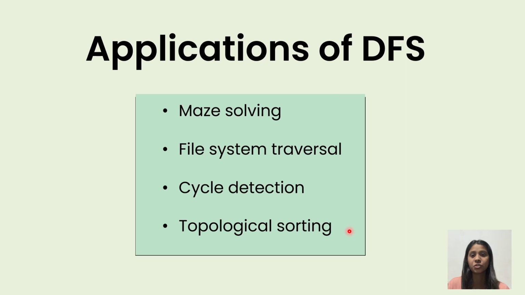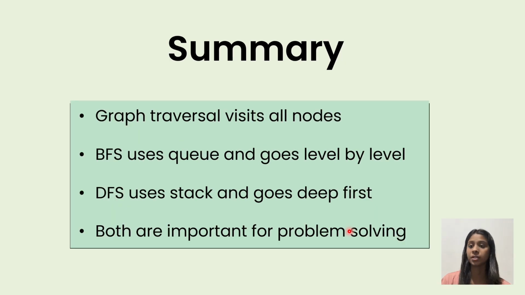They're actually useful. So just to wrap this up real quick, graph traversal is about visiting all nodes in a graph. BFS explores nearby nodes first, level by level. DFS goes deep into one path first. As I said, both are super important, especially if you're into data structures or coding interviews.